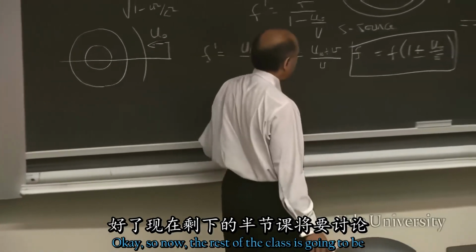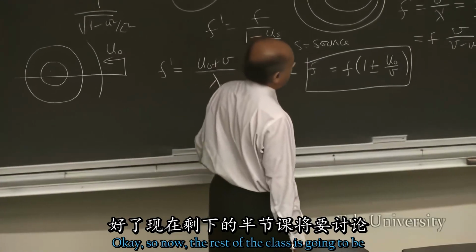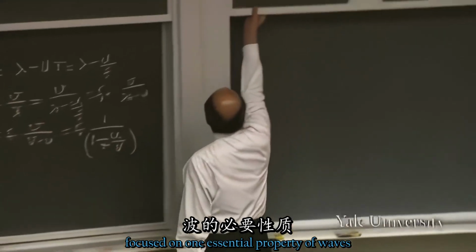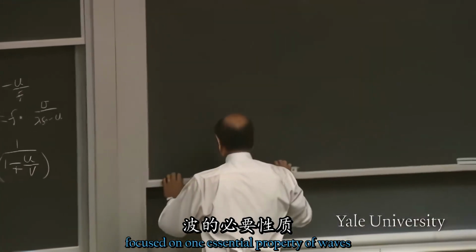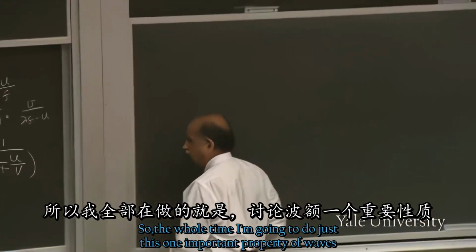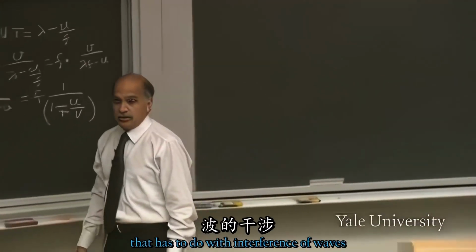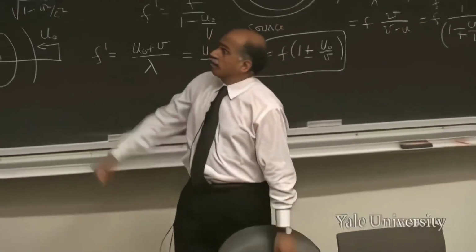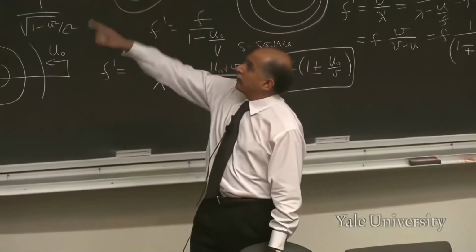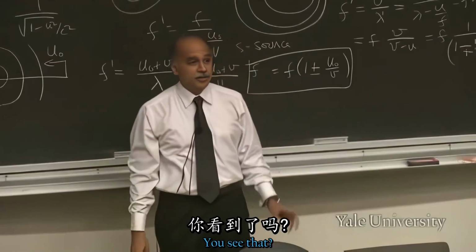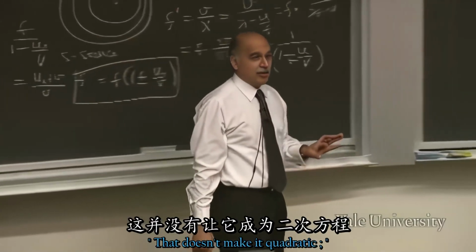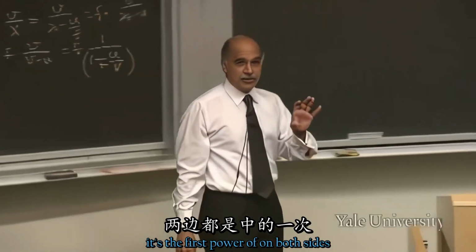Okay, so now the rest of the class is going to be focused on one essential property of waves. The whole time I'm going to do just one important property of waves that has to do with interference of waves. Look at the wave equation I wrote down. It's a linear equation. You see that? Don't be fooled by this d2 psi. That doesn't make it quadratic. The first power of psi is on both sides.